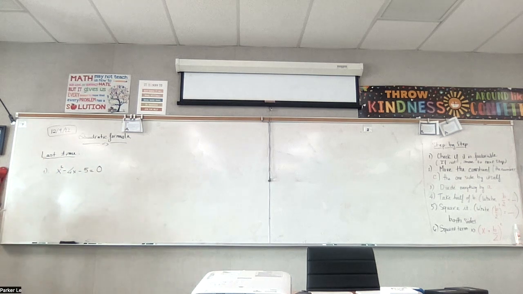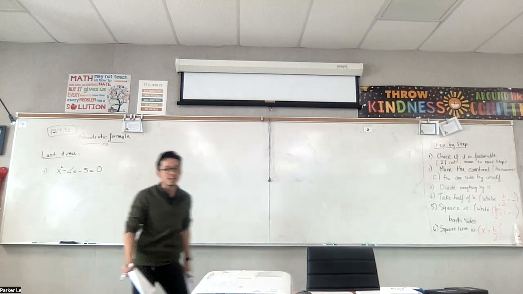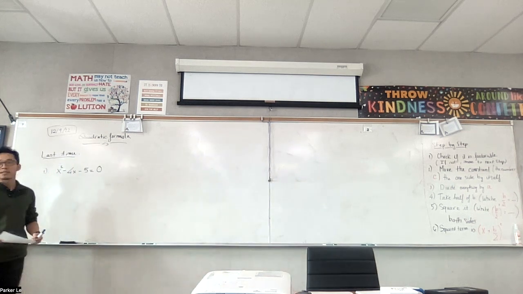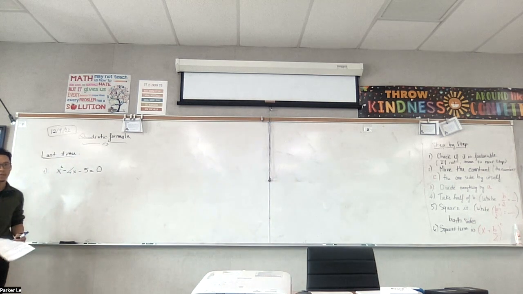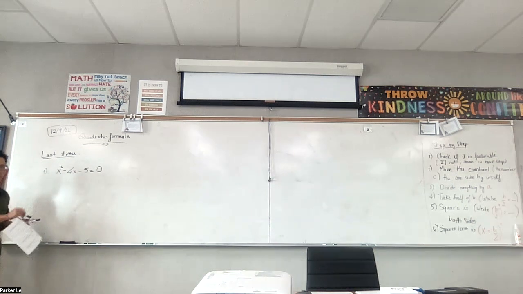All right. If I ask you to solve this, what is the first thing you need to do? Check if it can be factored. Right. You always check if it's factorable. That's the very first step. Because factorable is the fastest way. It's the quickest, the easiest way. So is it factorable? Let's check.